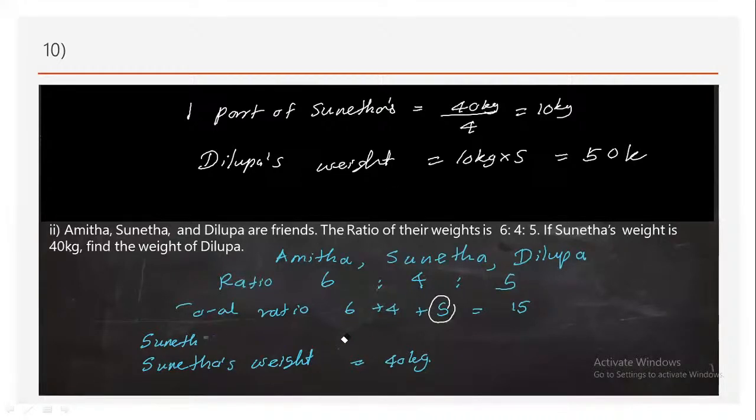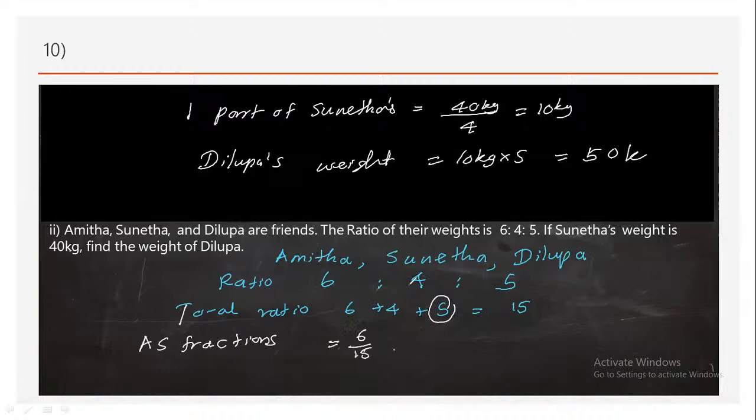I will erase this part. Except doing this, this is the methodical way of doing. Like this also you can write as fraction. Their weights you can write as fractions. You can write here Amita's 6 over 15 part as a fraction. This one 4 over 15. The other one 5 over 15. So we wrote the weight as fractions. So total weight.